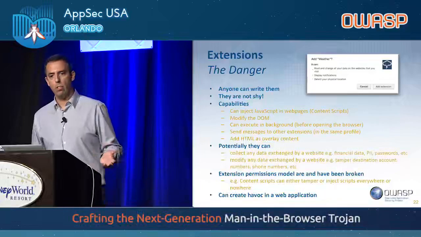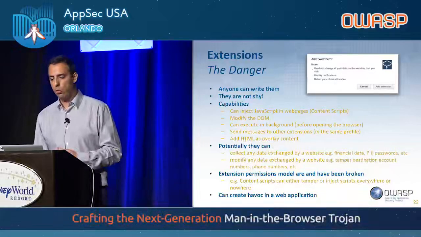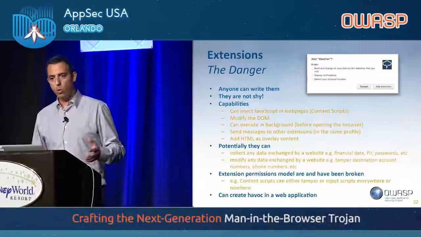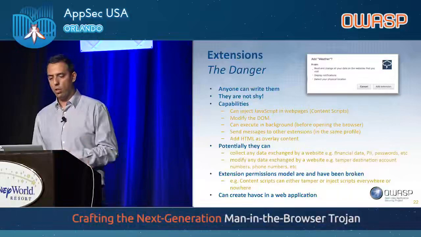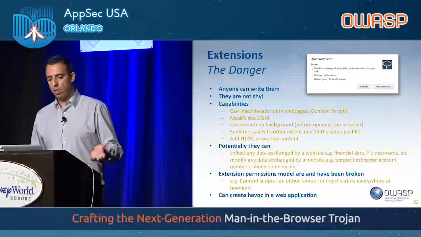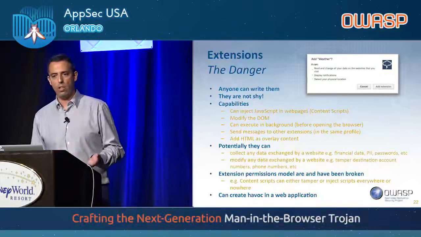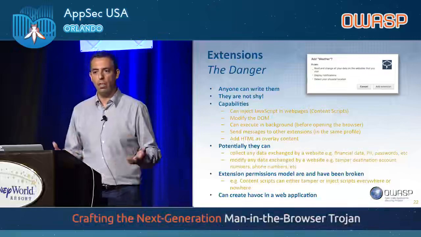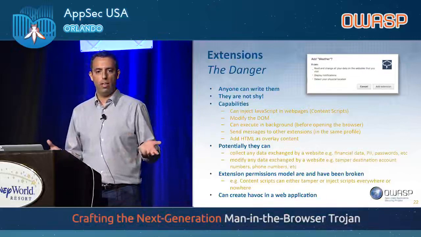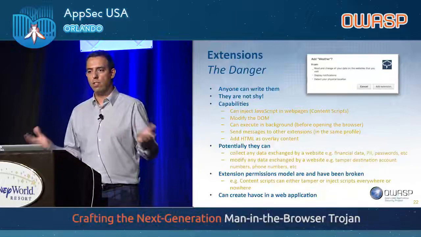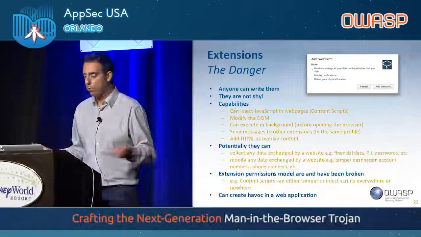It's not granular at all. So as an example, using content scripts, you can either tamper or inject scripts everywhere or none at all. And this is just one example. So this results in the developers of the extensions asking for everything. And you know how that ends, right? So users become desensitized. They just accept everything. It's like in mobile apps.